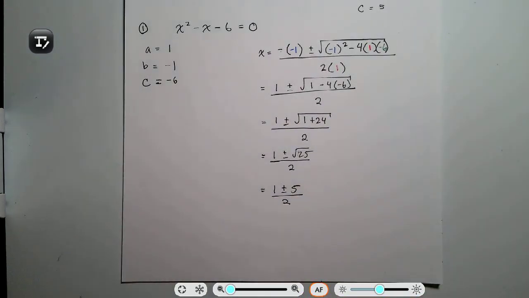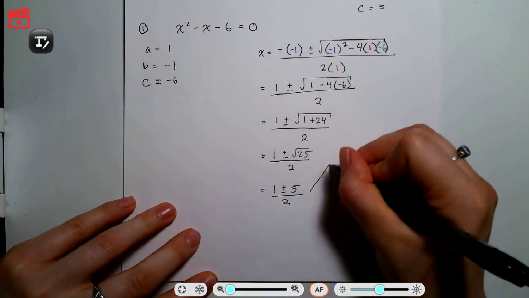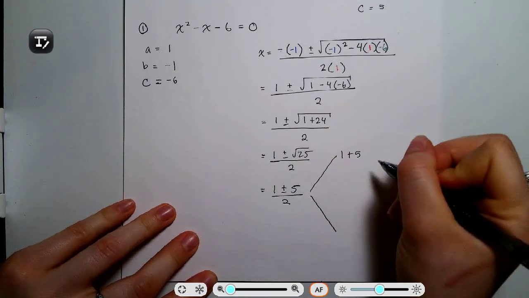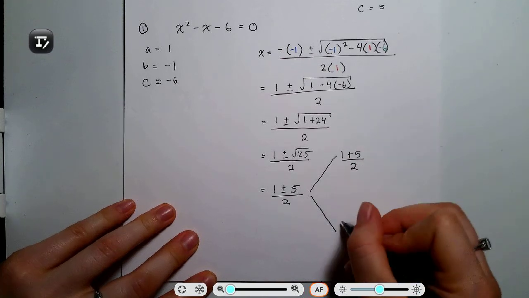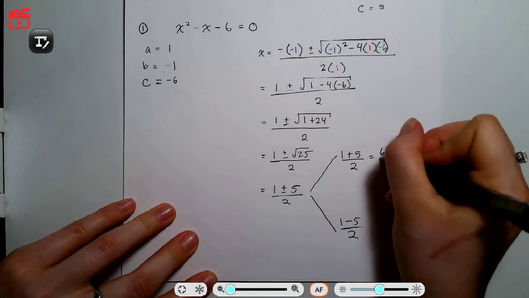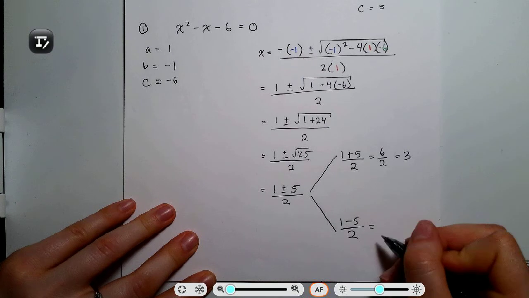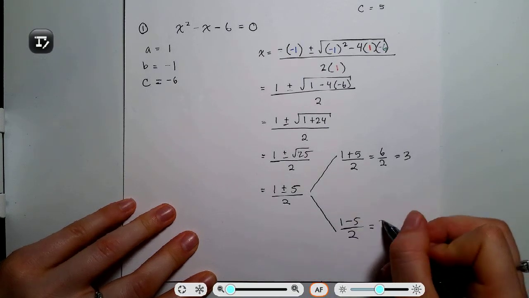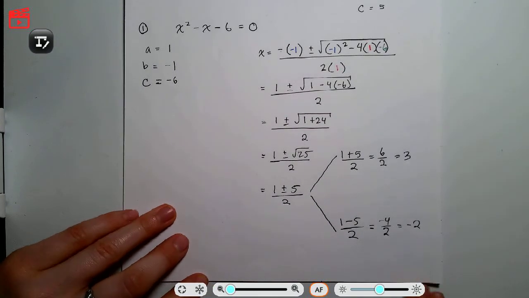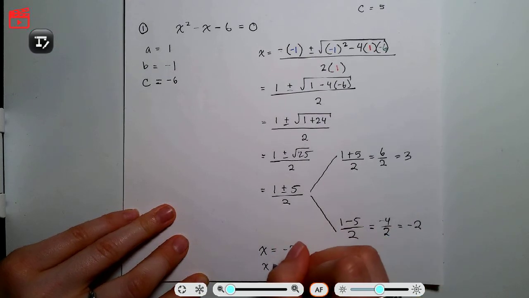And now we've hit that point where we can't do anything else. We need to figure out how to do that addition. So when we hit this point, this is where we split it up in those 2 separate options I showed you before. So we have 1 plus 5 all over 2 and 1 minus 5 over 2, our 2 options. That's going to be 6 over 2, which simplifies to 3. This is going to be 1 minus 5, -4 over 2, which will simplify to -2. And there we go, my 2 answers for my quadratic. X equals -2 and x equals 3.